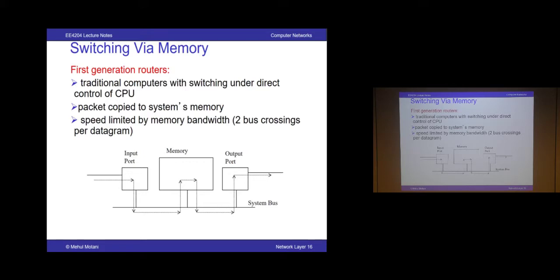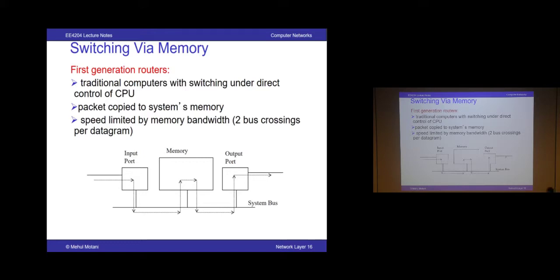And so the limitation here is the rate at which you can write and read memory. And this is the constraint. If you know anything about computers, reading and writing memory takes much longer than a lot of other things on a computer. So the first generation of routers did this. It's a very simple scheme, but it has performance issues.